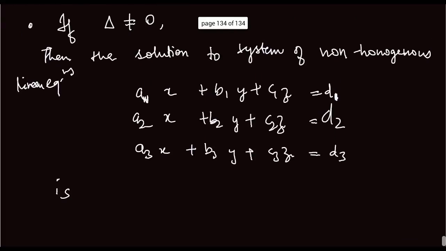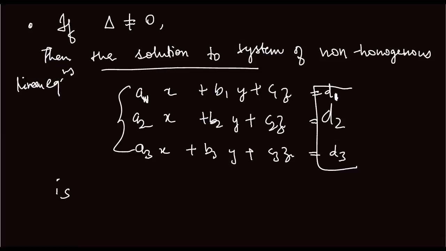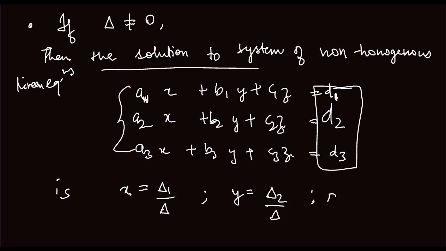Here is what we are going to write as the solution. The solution to this system of non-homogeneous equations, because these three constants are not 0, that's why non-homogeneous. So the solution will be x = delta 1 by delta, y = delta 2 by delta, and z = delta 3 by delta. You get these as the solution for this system of non-homogeneous linear equations.